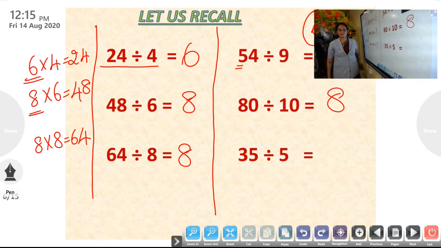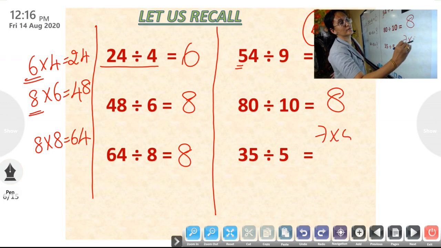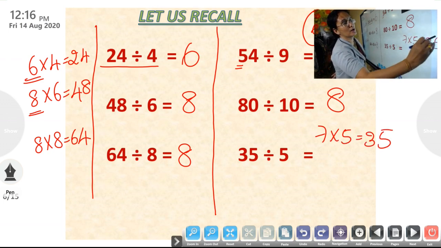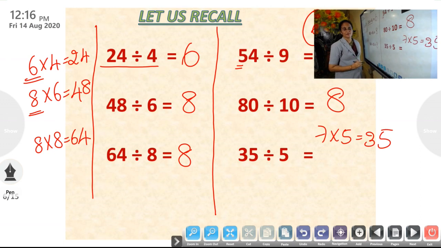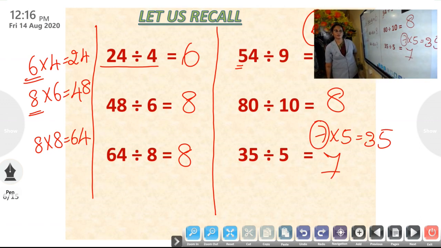Then the last one in this type, 35 divided by 5. So the divisor is 5. So you say the table of 5. 1 5 is 5, 2 5s are 10, 3 5s are 15, 4 5s are 20, 5 5s are 25, 6 5s are 30, 7 5s are 35. That is 7 into 5 is 35. So what is 35 divided by 5? Clearly it is 7. All these were revision of what you studied in the previous year.